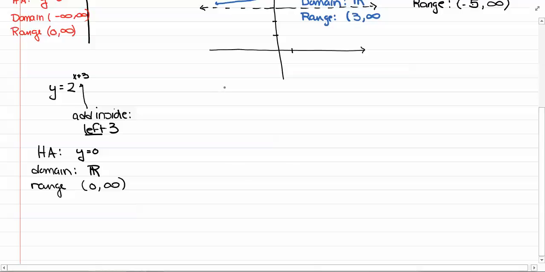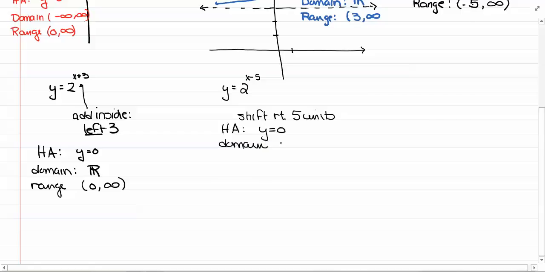So if I do y equals 2, and then put x minus 5 up in the exponent. Again, it's inside the exponent, so that means it's going to shift right 5 units. And then again, horizontal asymptote didn't change, still y equals 0. Domain didn't change, so that's still all the reals. And then the range also didn't change. It still can't go any lower than 0, goes up to infinity.